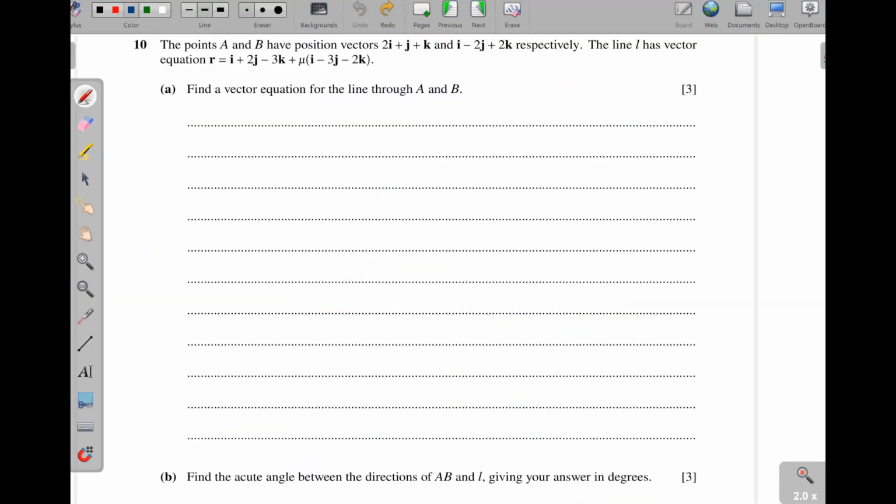That is that. Question 10 is coming from vectors. The points A and B have position vectors, these ones respectively. The line L has vector equation, this one here. Find the vector equation of the line through A and B.